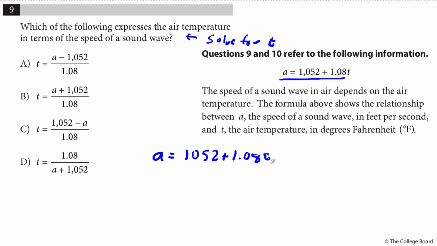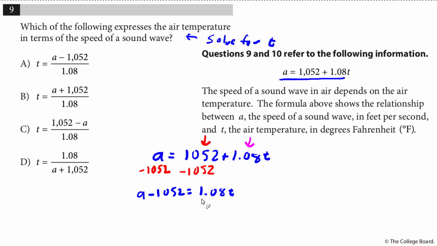To solve this for T, I notice that I have to get rid of the 1052 and I have to get rid of the 1.08. Because the 1052 is added to the entire side, or farther away from the t, or however you look at this, I'll subtract 1052 from both sides first. Of course, A and 1052 are not like terms, so I will be left with A minus 1052 equals 1.08t. And now, to get rid of this multiplication, I'll divide by 1.08 on both sides.